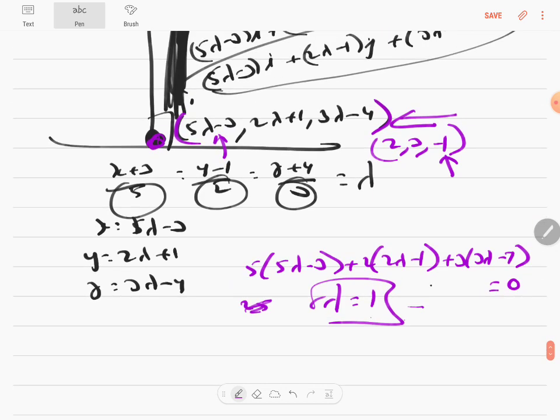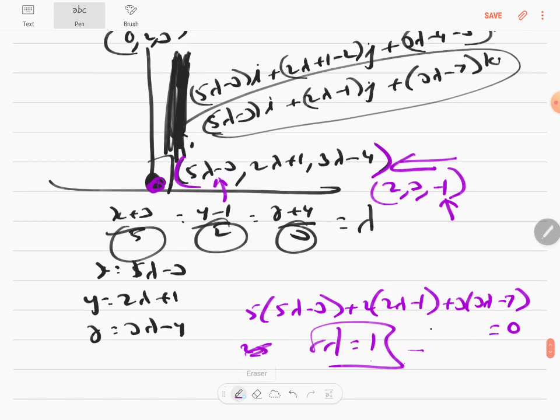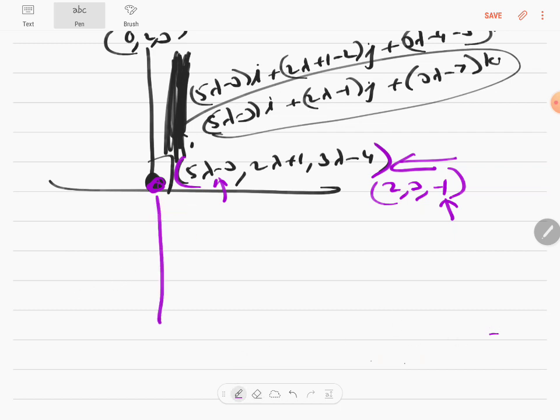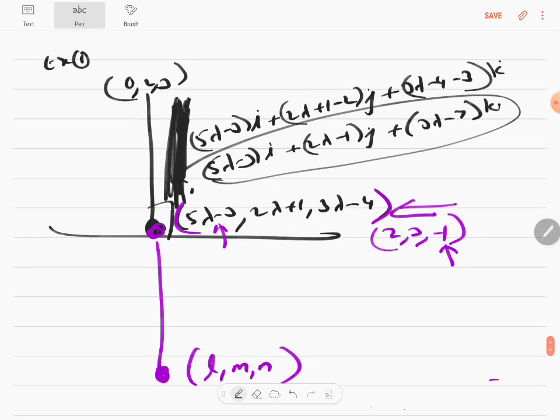The same question they might extend and ask you to find the image. Okay, they ask you to find the image. You found the foot of the perpendicular. The image will be exactly here. You can call it L, M, N, and the foot will be the midpoint between this and this.